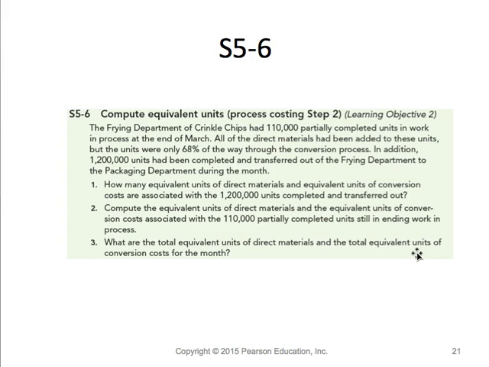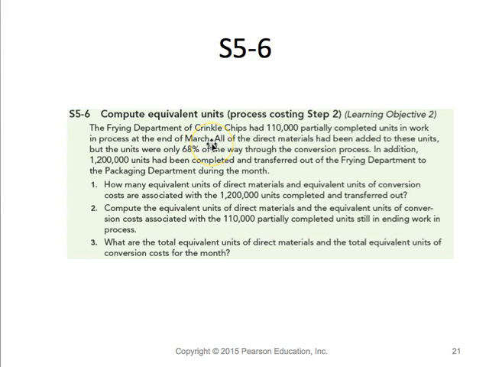Here's another example. It's a process costing step number 2. Now we have a frying department of crinkle chips with 110,000 partially completed units in work. We don't know what unit these are, maybe pounds, maybe some other units. We don't care. So it's a work in process at the end of March.